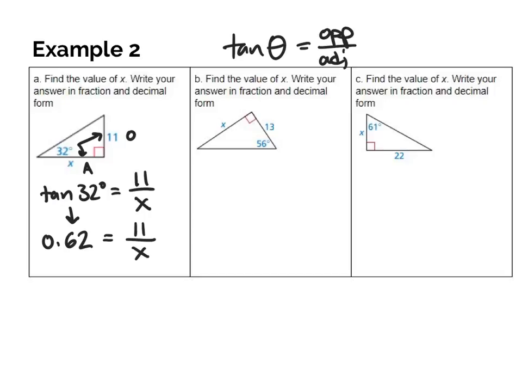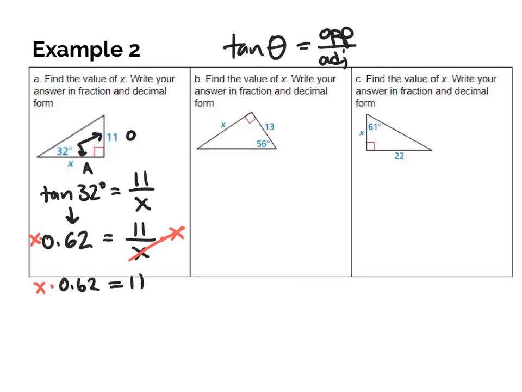To solve this, we need to get x out of the denominator. To do that, I'm going to use inverse operations. When I see x in the denominator, that means I'm dividing by x. So to cancel that out, I'm going to multiply that side by x, but I'm also going to multiply the left side by x. I'm sorry, I ran out of space here. All right, so what I'm going to get is x times 0.62 equals 11.